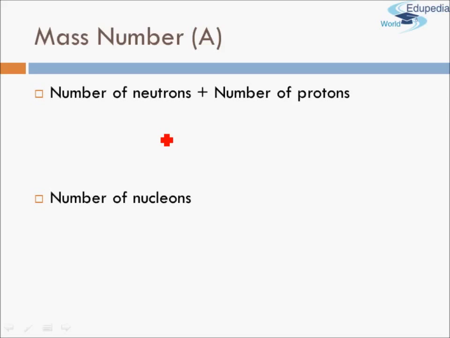So that is why the total mass of an atom can be estimated by simply counting the number of neutrons and protons. And we can say that approximately the atomic mass of any element is equal to its mass number. Okay, so remember this.